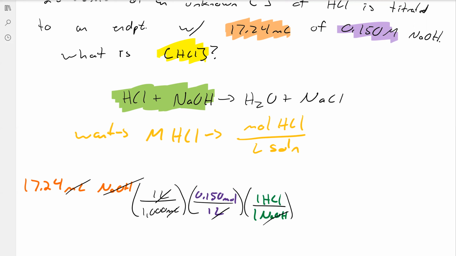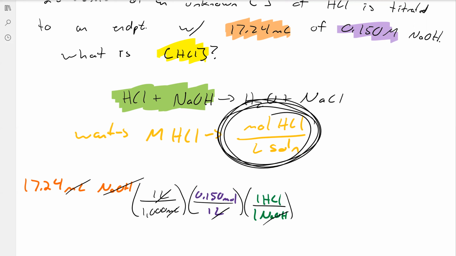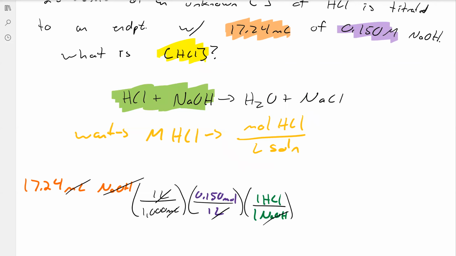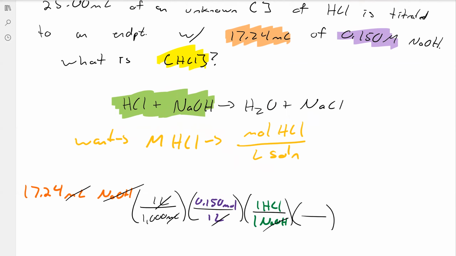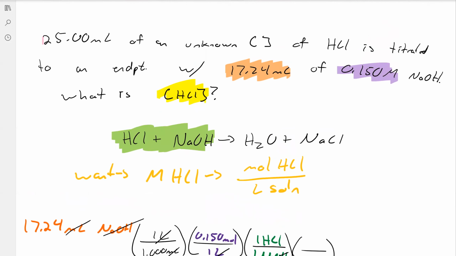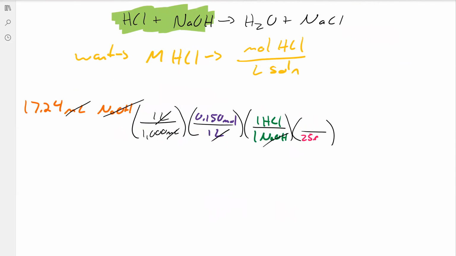Now I'm at moles of HCl. If I think about what I want, moles of HCl on the top, which is already there, and then I want liters of solution down on the bottom. I don't have that yet, so I can put my volume down on the bottom. In this case, the volume of the acid is the 25 milliliters. And then, of course, I want to convert that over to liters because molarity is moles per liter. And then I end up with molar of HCl, and I come up with 0.103 molar. So that's one way to do it.